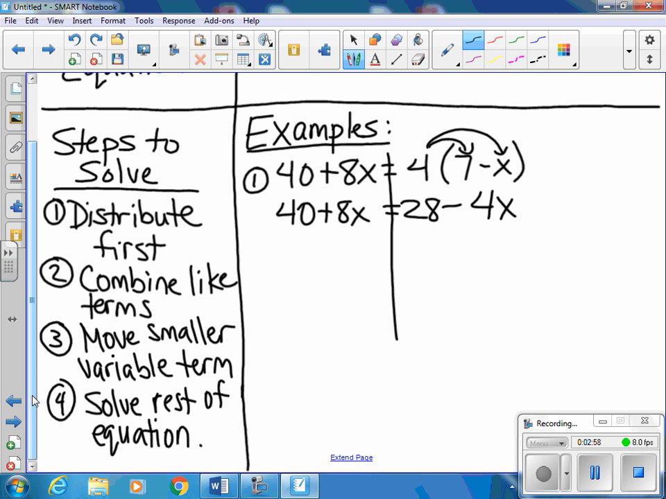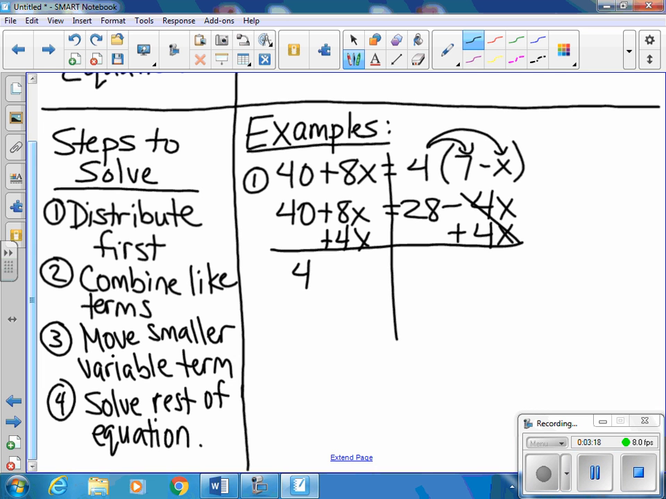The next thing we're going to go to is moving the smaller variable term, because we do have x's on both sides. You have a positive 8x and you have a negative 4x. Again, negatives are smaller than positives, so we need to move the minus 4x. Because it's minus 4x, we are going to add 4x to both sides. Okay, and continue from here.